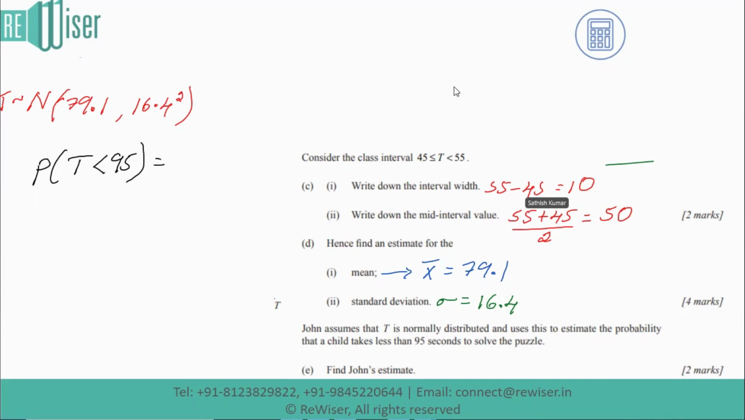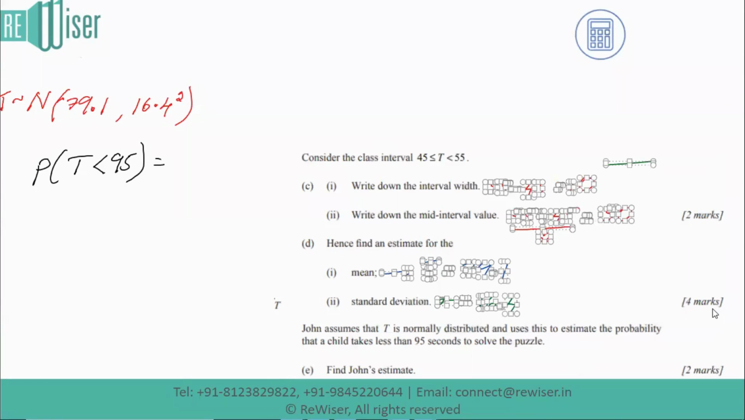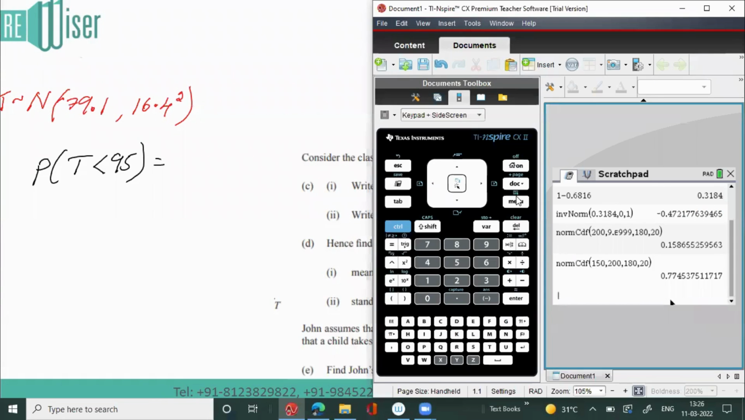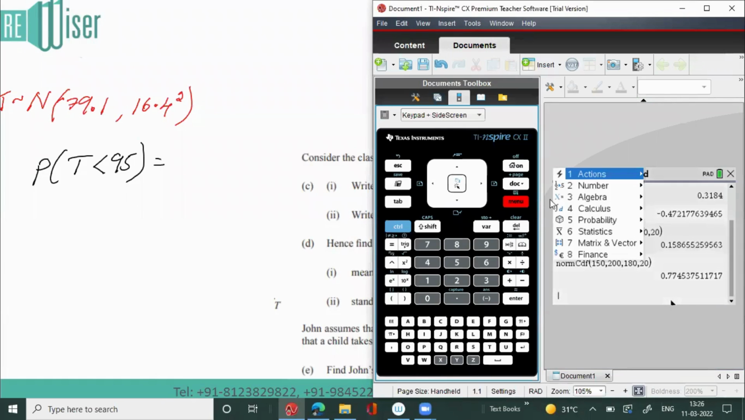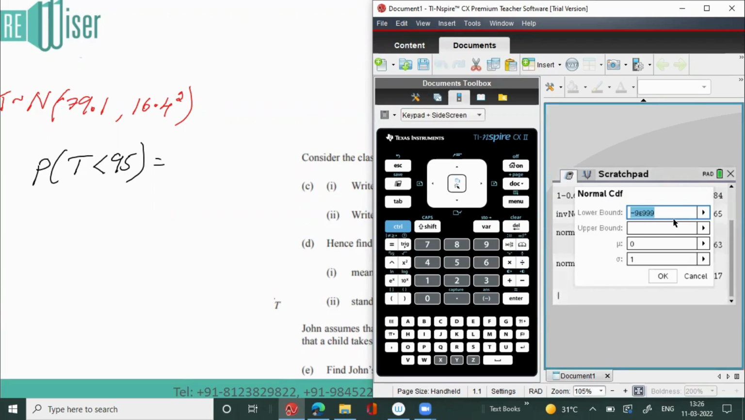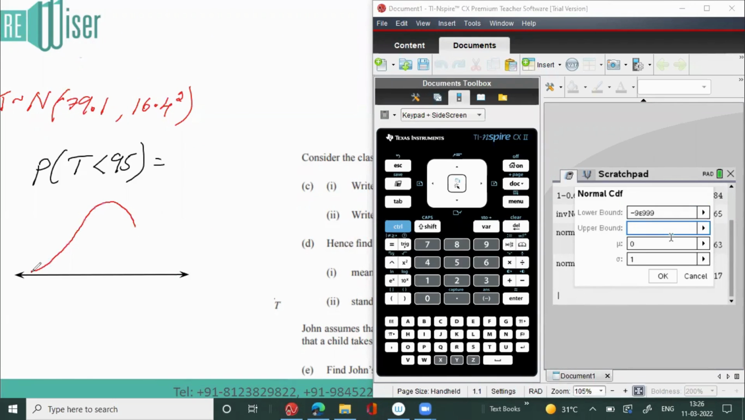If I'm solving this using the normal distribution, this is how it would go. And we need to use the calculator to simplify this to find the answer. So in this one, we have to go to normal CDF. In normal CDF, the lower bound is going to be a very, very small value. If I draw the curve for this, the normal distribution would look something like this, and it's basically symmetrical about the mean. My mean in this case is 79.1.